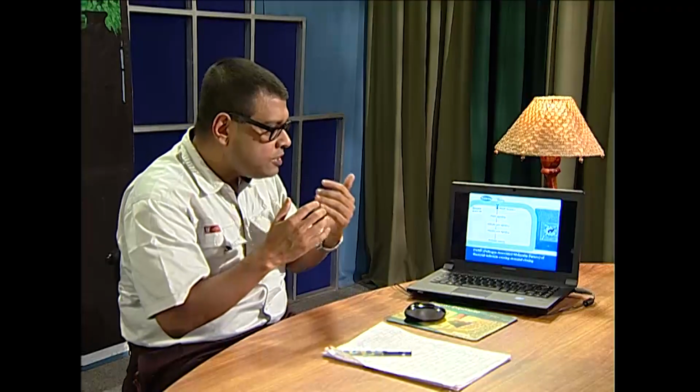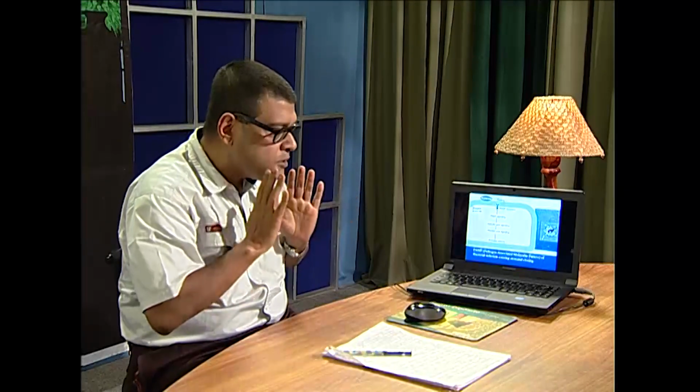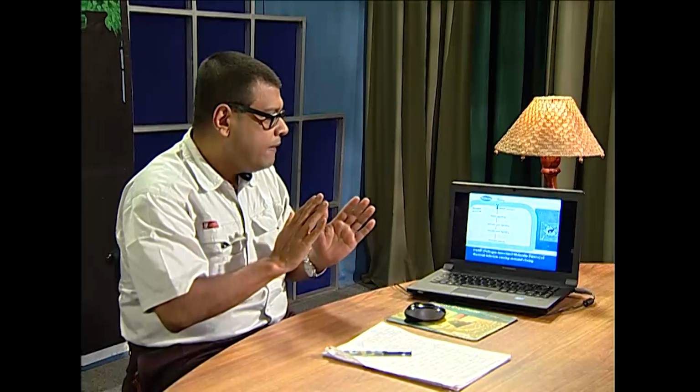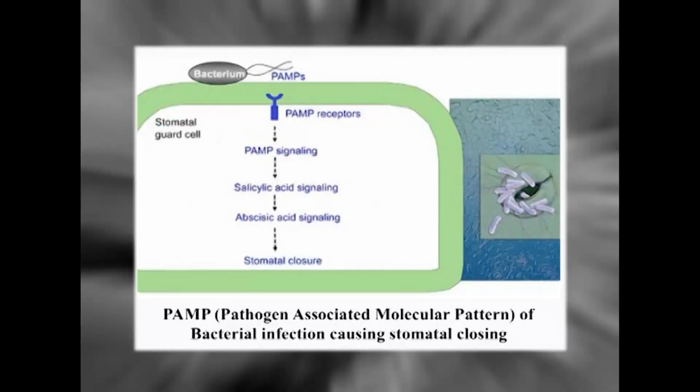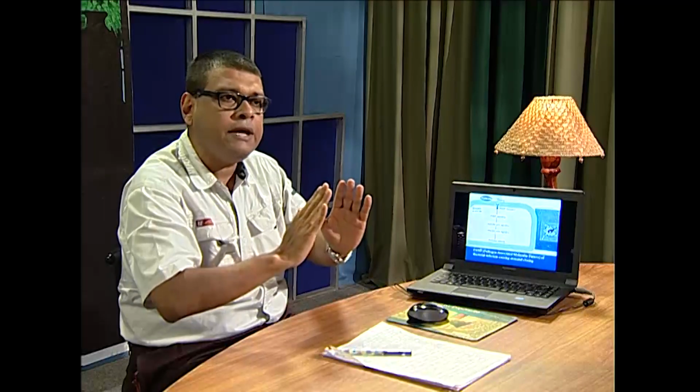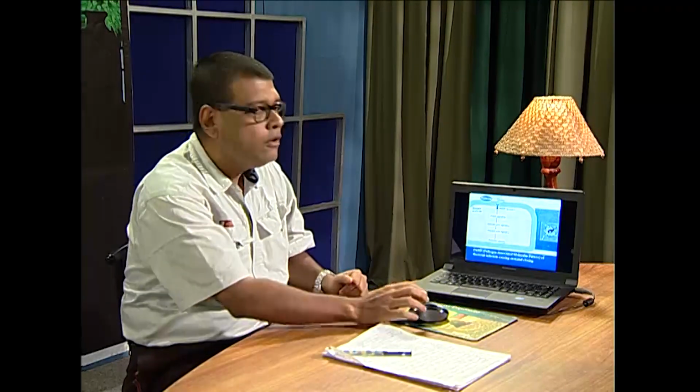And sometimes there may be a specific reaction. These opportunistic pathogenic organisms will send across a specific pathogen associated molecular pattern, which is commonly called PAMP. And this PAMP signal sometimes can actually bring about stomatal closing. Because of stomatal closing, the normal gaseous exchange will not take place and the leaf might show some sort of infection. So I have a question. Apart from stomatal closing, what are the other ways of PAMP expression?